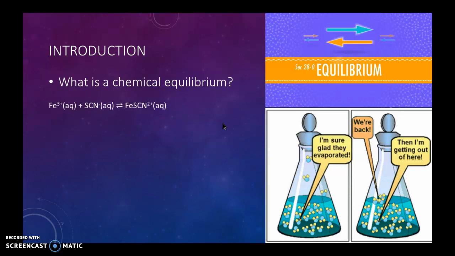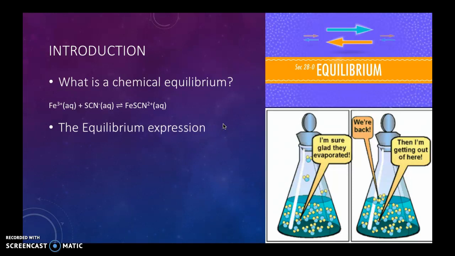So if you look at the example from our experiment, the reaction is iron-free ions colliding and reacting with thiocyanate ions to form iron thiocyanate ions. But the reaction is reversible, meaning that it also goes the other way. So the iron thiocyanate would also decompose into its components.